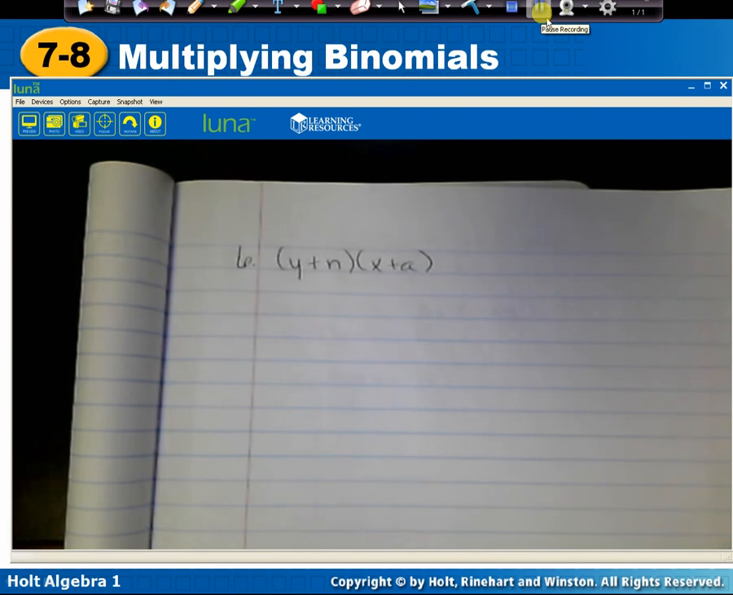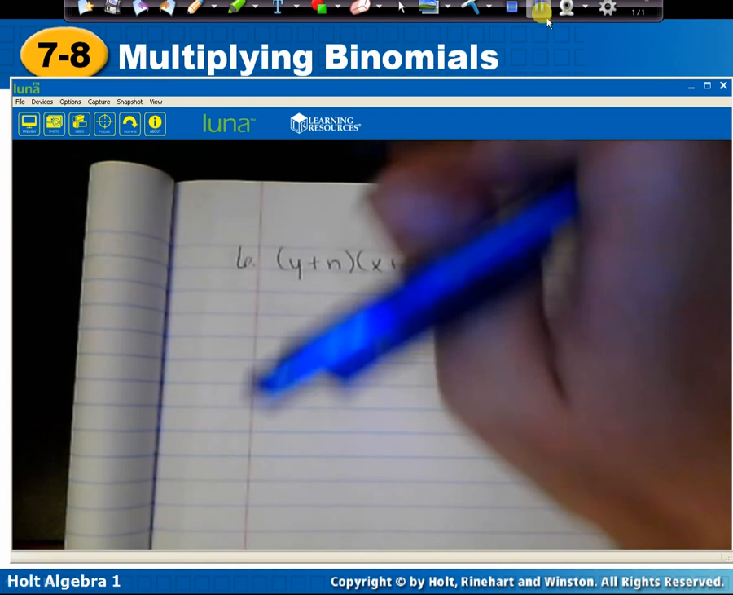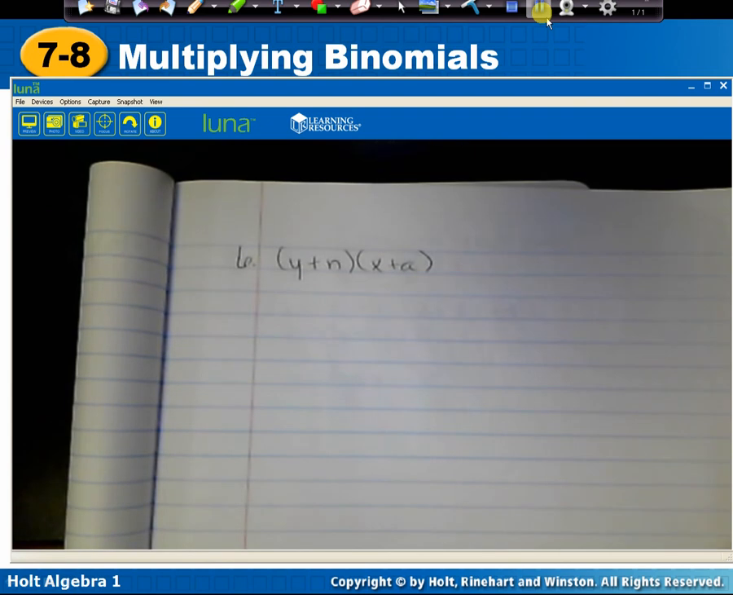I'm going to do number 6 with you, and I want to make sure you get what we're doing here, because then we're going to do the exact same thing with number 7, and you're going to do it on your own and have to figure out if you went wrong, where you went wrong. So let's pay close attention to number 6. It looks kind of crazy. I've got y plus n times x plus a. So I have 4 different variables here.